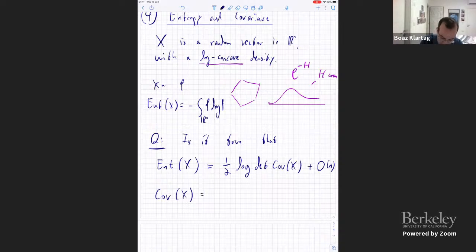So this is a matrix, and the ij entry is just the covariance of X_i and X_j, with i and j from 1 to n. That's the covariance matrix of the vector.